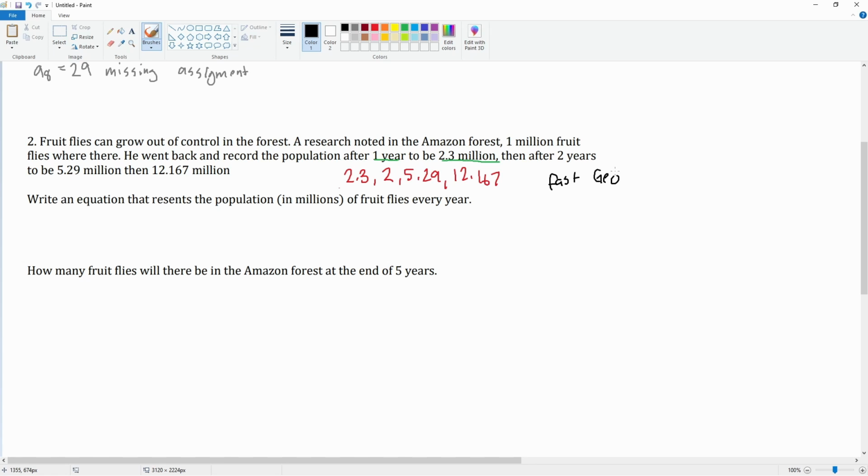So the first year is this. So 2.3, 5.29, and 12.167, comma, dot, dot, dot. All right, let's see if the common ratio is correct. 5.29 divided by 2.3.